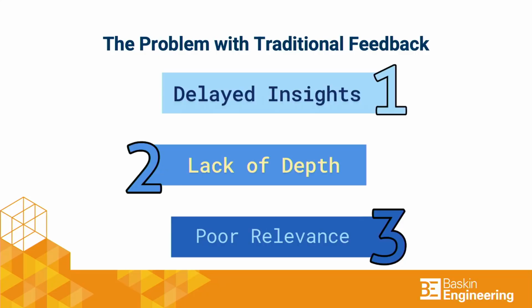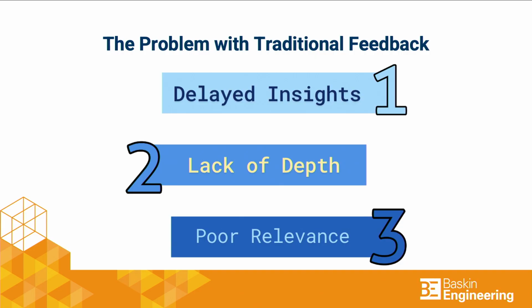So, first, let's talk about the current state of classroom feedback. Traditionally, classroom feedback is collected once a quarter, through surveys. And there are a lot of issues with these traditional methods. For one, there are delayed insights. They only happen once a quarter. So by the time the instructor receives all of the feedback, it's usually too late for them to actually make any changes in that classroom.